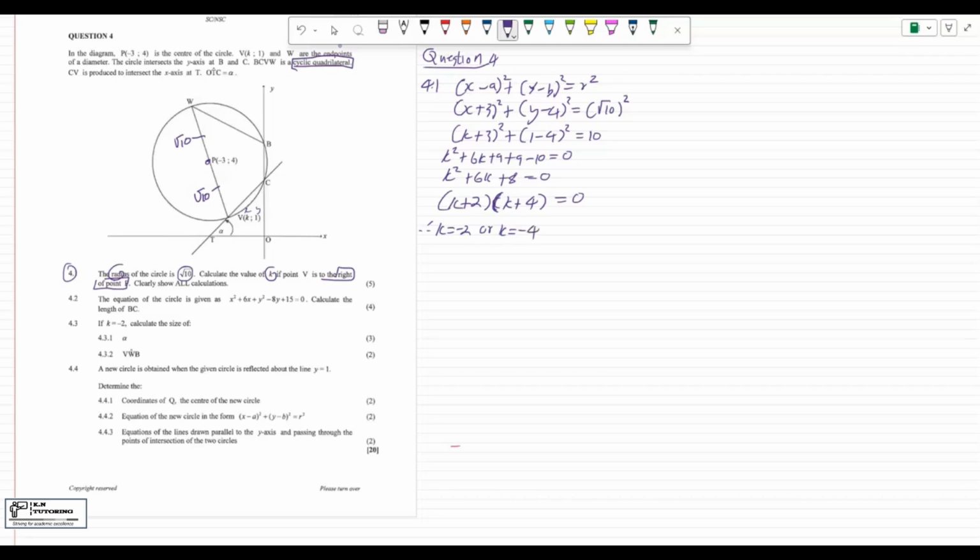All right. Now, which one is the right one? This will guide me: V is to the right of point P. So if the X value at P is minus 3, and V is on the right hand side, it means V must have a larger value. So it means negative 4 is not applicable. The correct answer is K is equal to minus 2. All right. Beautiful stuff.